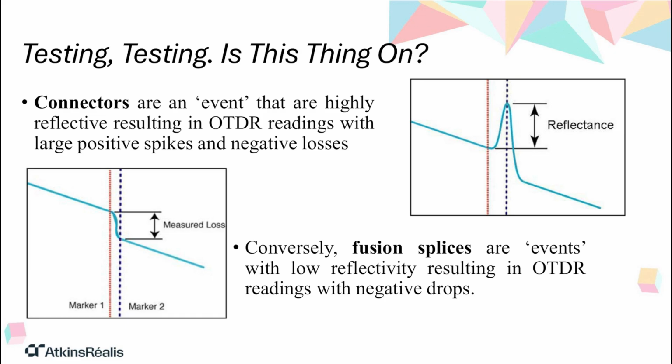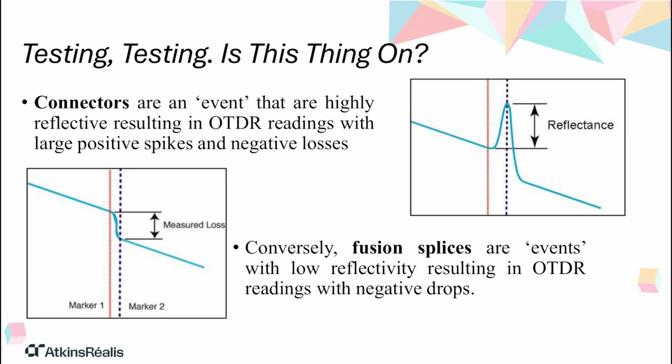Well, a steady, gentle downward slope is normal. That's your attenuation, the loss over distance. A sharp spike upwards followed by a drop usually means a connector: high reflection, some loss. A small, distinct drop with almost no spike is typically a good splice: low reflection, minimal loss. Any weird bumps or big drops might indicate a problem, like a bad splice or a cracked fiber.